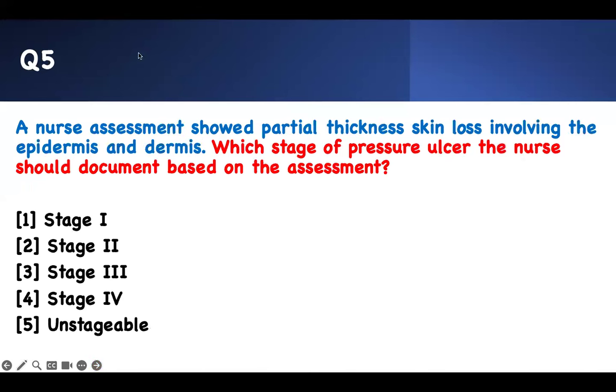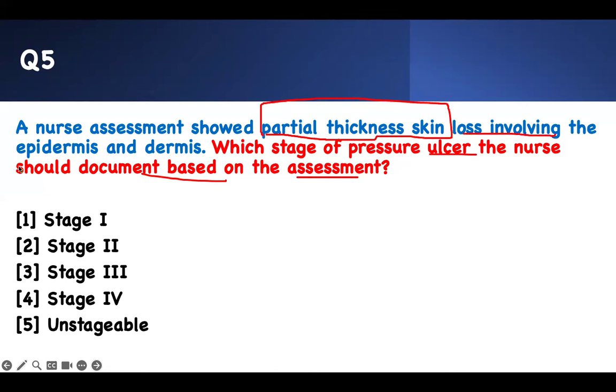Same thing. This question is a strategy to learn. You can use it as a strategy. I will show you, right? Which stage of pressure injury? Also, the nurse should document based on the assessment. The nurse assessment showed what? Look at the buzzword: partial thickness. Oh, it's not the full one.